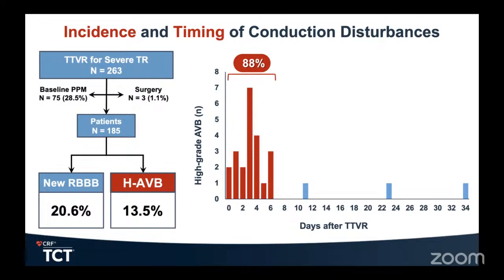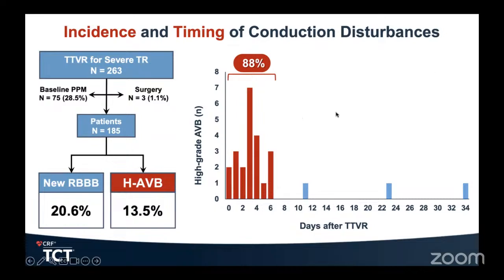Of these patients, 20.6% were found to have a new right bundle branch block after the procedure. This is the EKG on day 1 after TTVR, and 13.5% have a high-grade atrioventricular block, which basically is a type 3 complete block, or type 2 with an indication for permanent pacemaker.